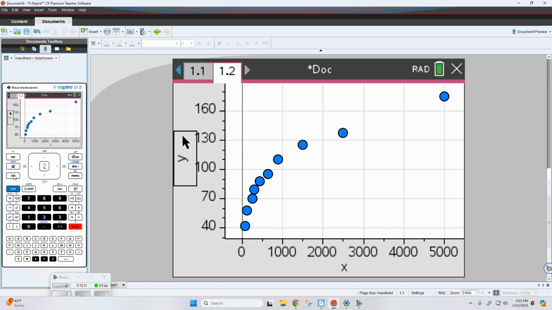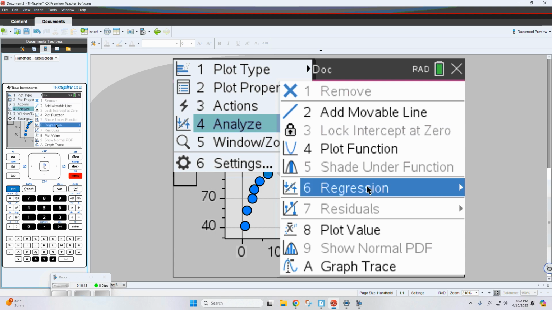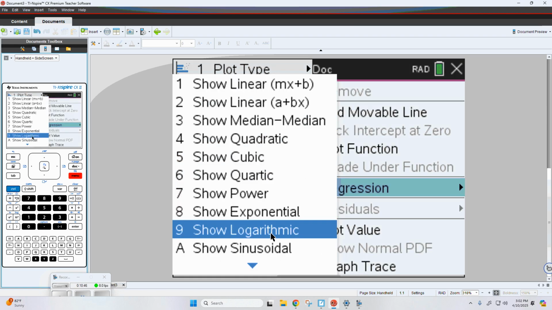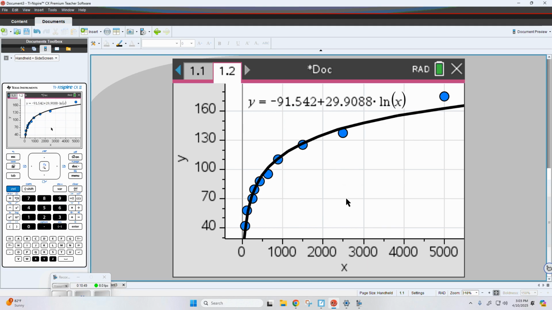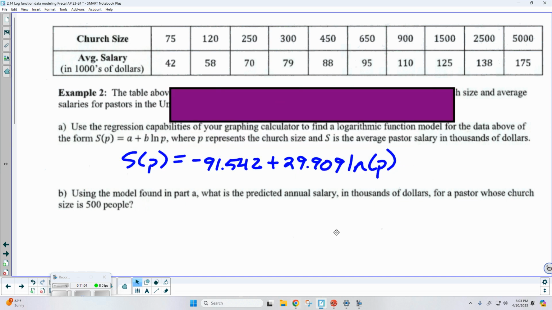All I got to do now is have it draw the curve and provide me the equation. How do I get that? Menu. Okay, we're going to go to Analyze, Regression. There we go. We want a logarithm. So there's my curve, and here is my form. I took it to 3 decimal places. So when I come back over here to my notes, there's the function: negative 91.542 plus 29.909 natural log of P. Okay. Questions?